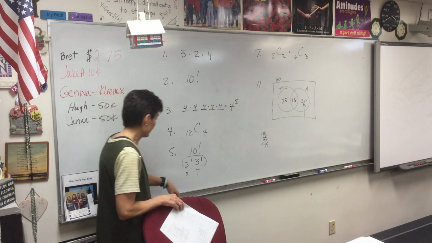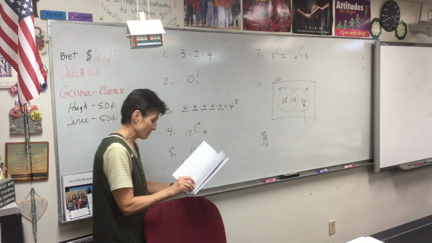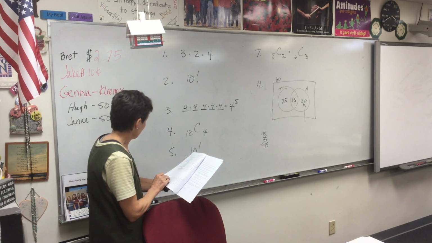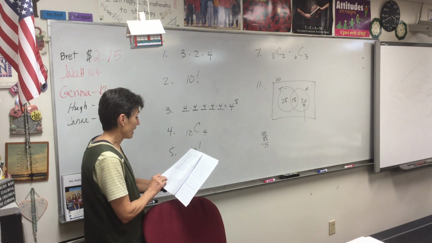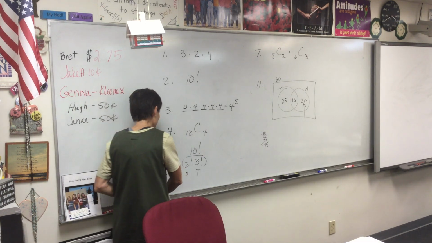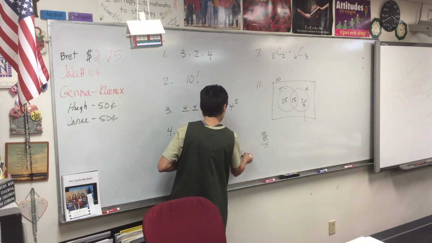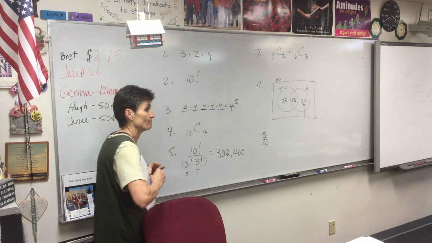I gave away my calculator, so I'm not sure what the answer to this is. Actually, it might be on the answers. The answer to number 5 should be 302,400. So if you want to know if you're typing it in right, you should get this answer for that problem.